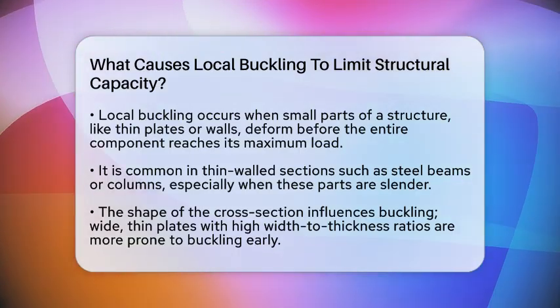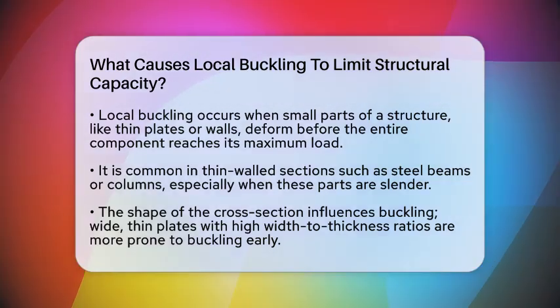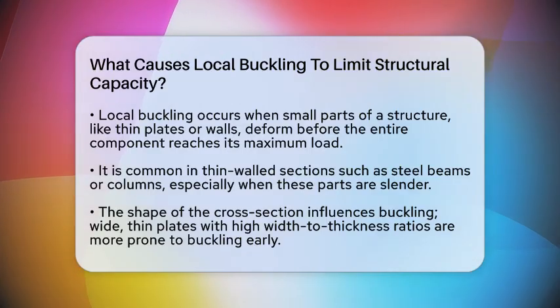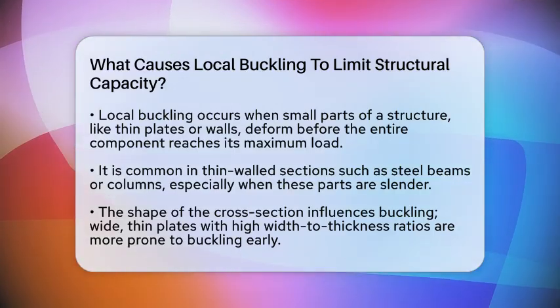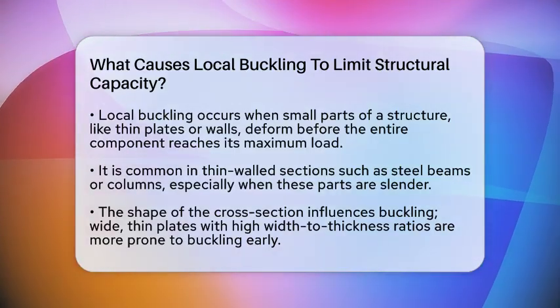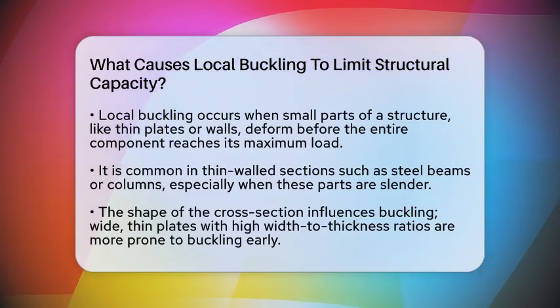Local buckling happens when a small part of a cross-section, like a thin plate or wall, bends or crumples before the entire piece reaches its maximum load. Think of a soda can. If you press it gently, the sides might bend or buckle first, even if the can isn't crushed completely. This kind of failure is common in thin-walled sections, like steel beams or columns.